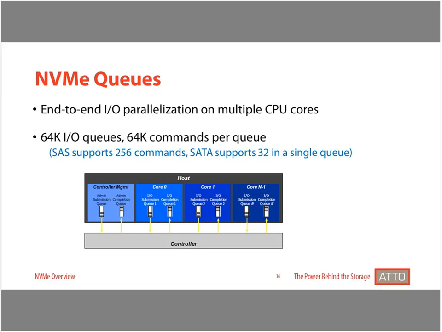Another neat feature of NVMe is its really large queues. It's got end-to-end I/O parallelization on multiple CPU cores, and it's 64,000 I/O queues and 64,000 commands per queue. When you compare that to SAS, which only supports 256 commands, and SATA only 32 in a single queue, what this allows us to do is stack up more and more commands. Because the interface and the media are so fast, they can handle this many commands queued up to them. This is how they maintain the high performance that they can provide.